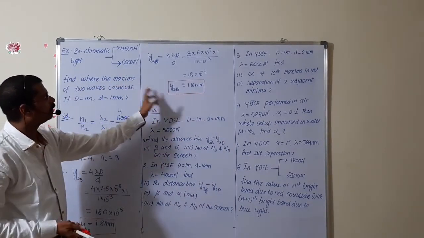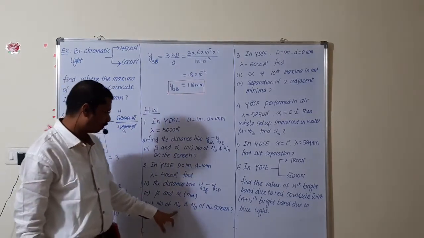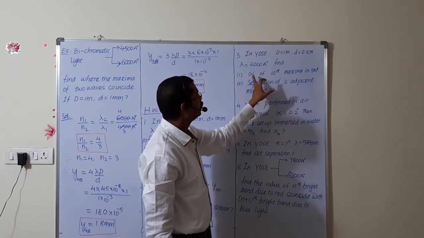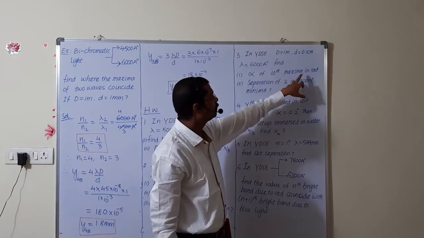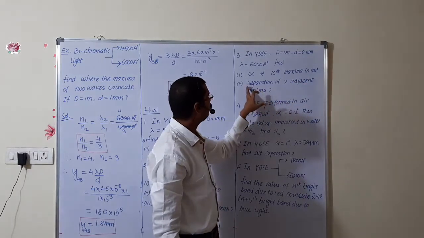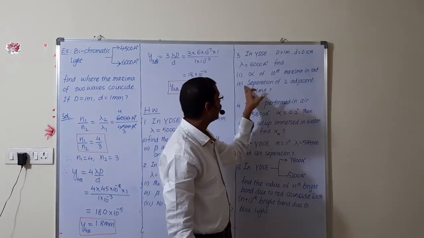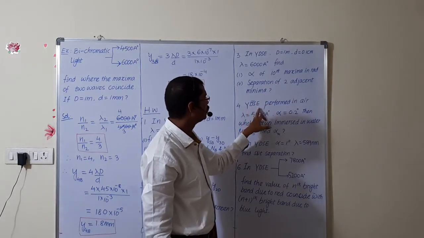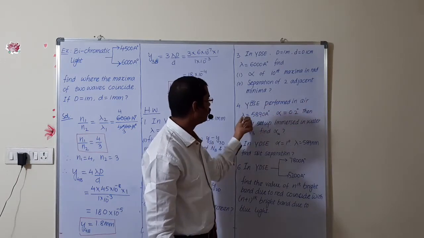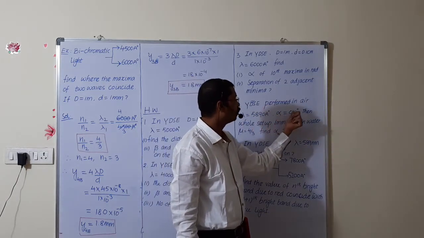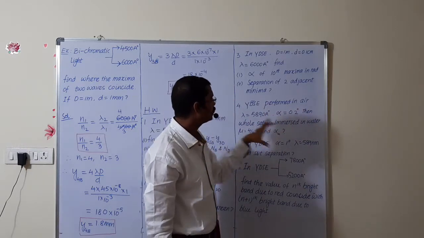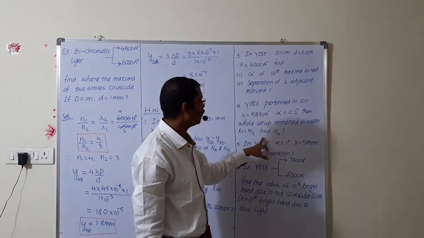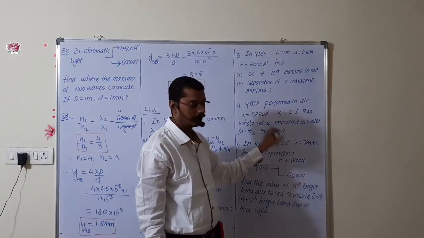Already we have discussed it here, no? That also in radian, and the number of bright fringes and dark fringes. After that, again 6000 angstroms: the angular fringe width of the 10th maxima we have to find out, in radian, and the separation between two adjacent minima. Then a Young's double slit experiment is performed in air, and the angular fringe width is 0.2 radian. The whole setup is immersed in water of refractive index 4/3. Find the angular fringe width in water.